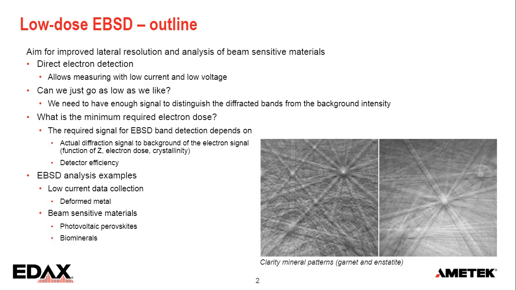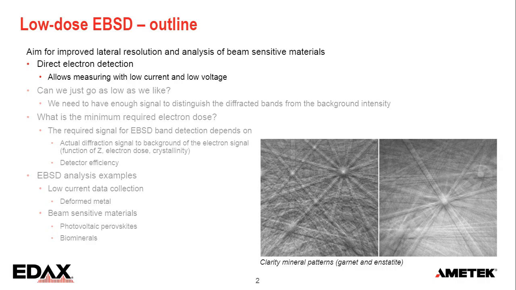And then in the end, I'm also going to talk a little bit about some examples on improved lateral resolution in metals, and mainly the last bit is on beam-sensitive materials. What kind of information can we get from these materials when we are really reducing the beam currents that we use? So let's start with a quick introduction in how the direct electron detection works.